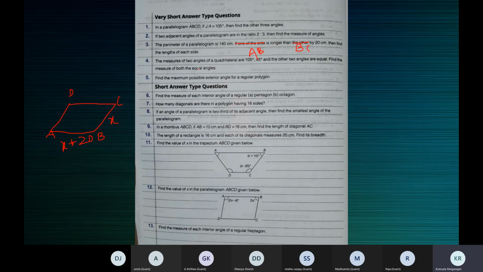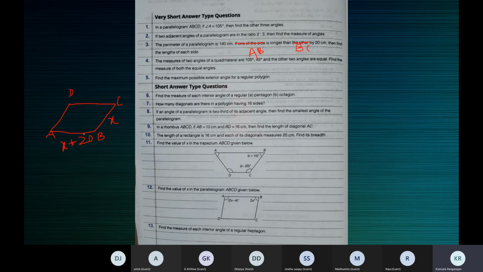Okay, so according to this, we just have to find the length of the sides of the parallelogram. If you read it like this, using AB and BC, AB is longer than BC. So if BC is X, you should draw a figure like this and mark X here and X plus 20 here.